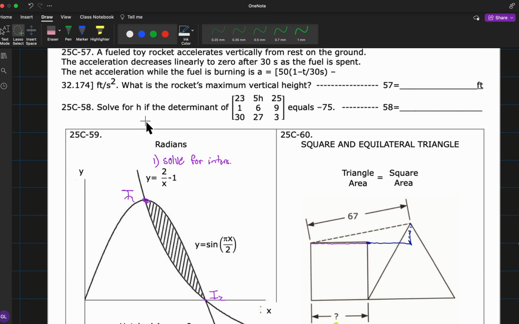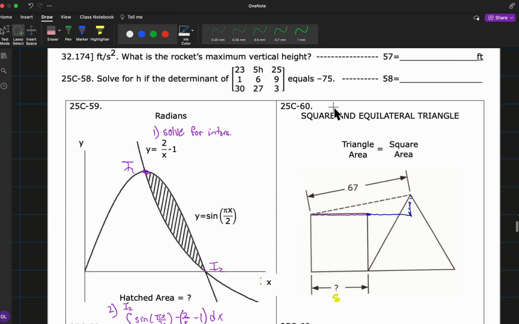58. Solve for h if the determinant of this expression equals negative 75. So you put this matrix into your calculator, you calculate its determinant. It's going to give you an expression. Thankfully, in this case, it will probably be linear. So you could either solve it by hand or just throw it into the solver. I would just throw it into the solver.